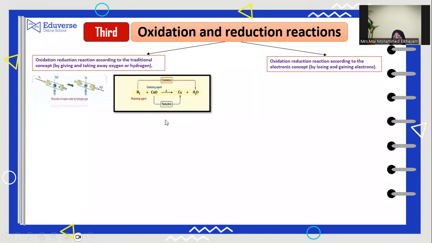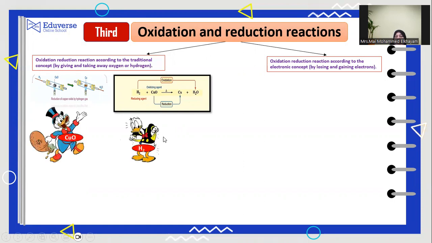Is it a little bit confusing? Now I can help you with a tip here. The name of the agent is the opposite of the name of the process that takes place to it. Let's apply this. Copper oxide is the oxidizing agent, the rich guy. What will happen to it? It will be reduced. So the name of the process is the opposite of the name of the agent. While hydrogen is the reducing agent, it will be oxidized.